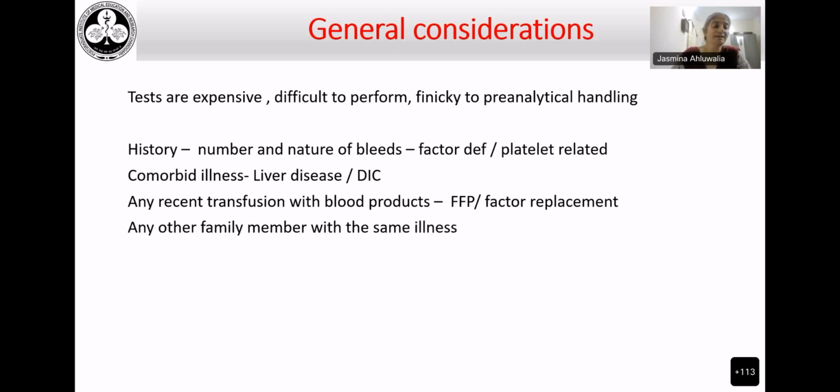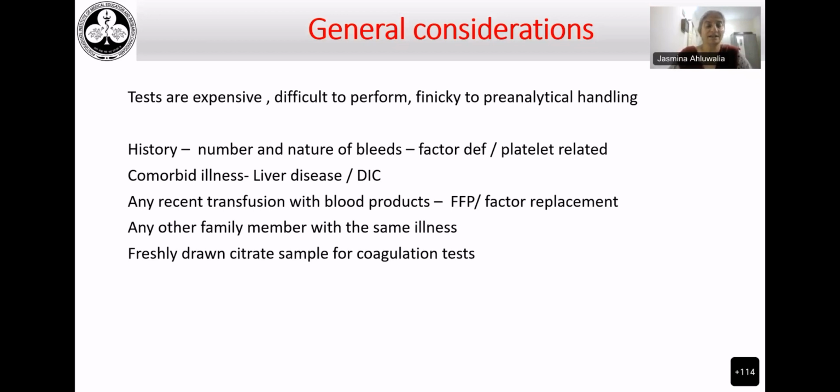But this is not always possible. Many times the patient is already transfused when we get a request. So in that situation, what I have found helpful is to ask if there is another family member who has the same illness. And if he's available, then it's easier to test on him and get a better idea of what actually is wrong.